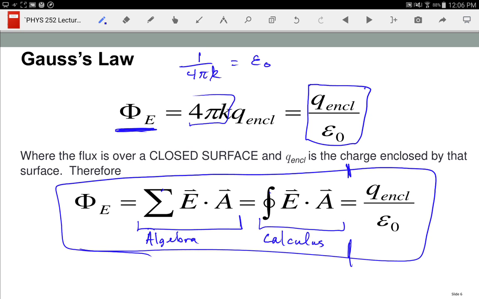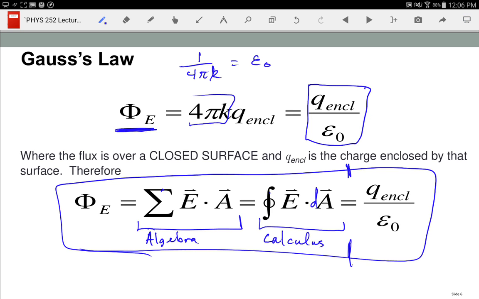I have a mistake here. I didn't even notice it. You really have to have a D to have a working integral. Integral of E dot dA. We have the dot products for both. We have the dA and the A.